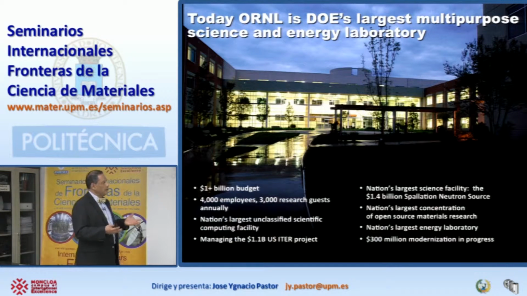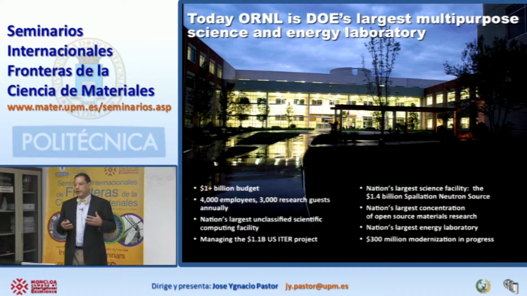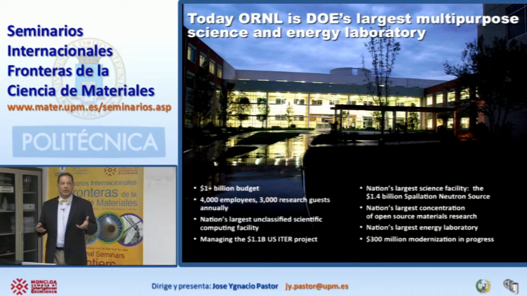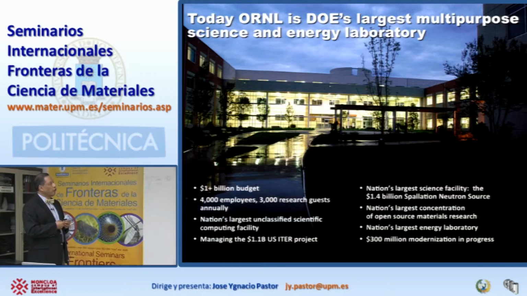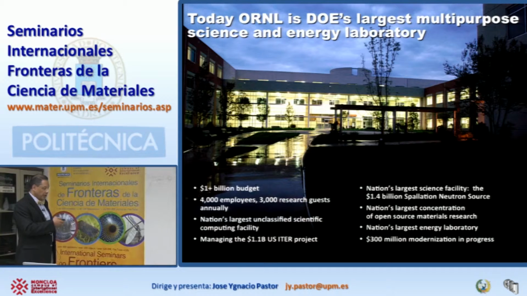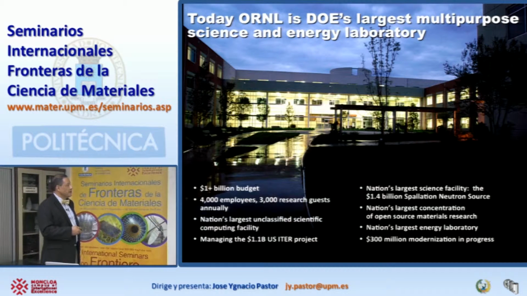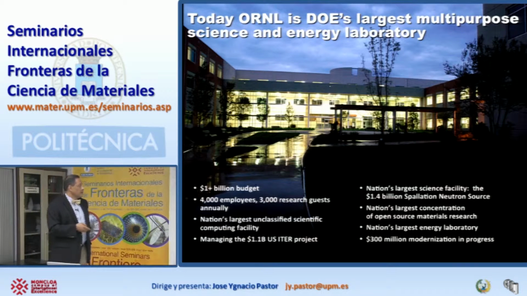And even though the origins of the national lab were military, based on nuclear energy, today the labs have been transformed. This is a picture of the Oak Ridge National Lab. It's a fairly large facility. We have a $1 billion plus budget, so $1.2 billion a year to do research. We have more than 4,000 employees. We have 3,000 visitors. Teresa was one of those visitors. We have the fastest computers outside the classified world.